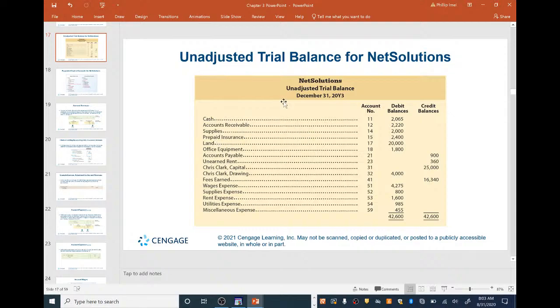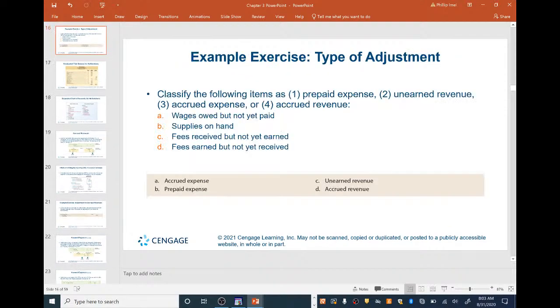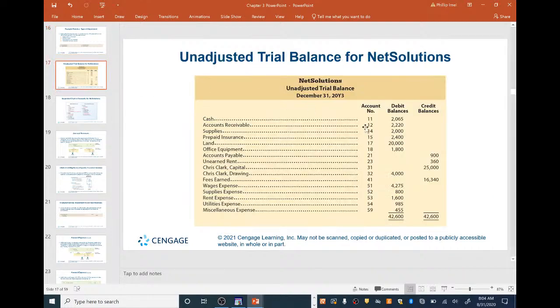So let's look here. Once again, unadjusted trial balance. Remember, very simple. We just have the list of accounts, right? The accounts will be given to us. Then we just have the debit balance and the credit balance, right? And this is the account number. This is just from the chart of accounts. So for example, cash, that account number is 11 in the chart of accounts. Accounts receivable, that's a 12, and so on and so forth. That's all the account number is right here, okay?